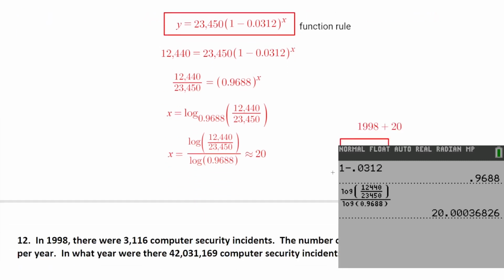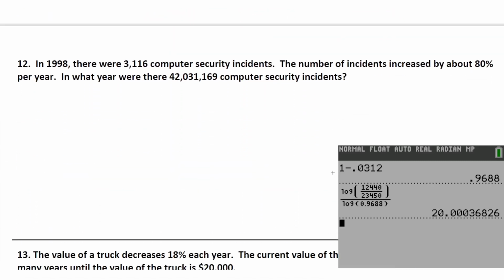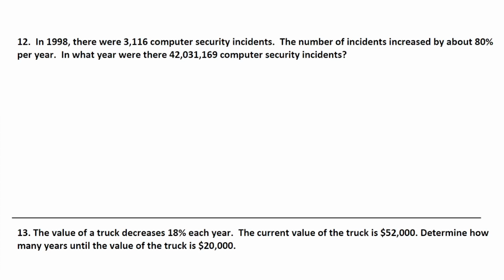Let's move on to page 4. Number 12 says in 1998 there were 3,116 computer security incidents. The number of incidents increased by 80% per year. Geez, you can get some new IT people. In what year were there 42,031,169 computer security incidents? Okay, so we need to first write an equation to model the scenario.